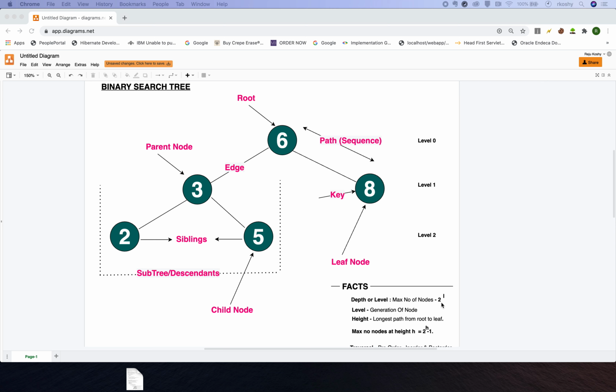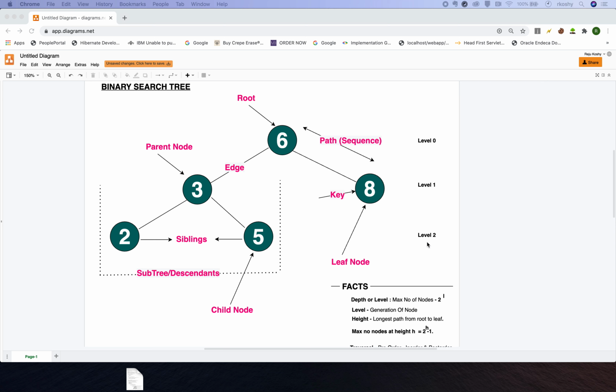Okay, so let us check the accuracy of this equation, 2 raised to L. So assume we are at level 1. The equation is 2 raised to L. The value of L here is 1, 2 raised to 1, which is equal to 2. The maximum number of nodes at this level is 2, which is correct, right? 3 is one of the nodes, 8 is the other node, which attributes to 2, the count of 2.